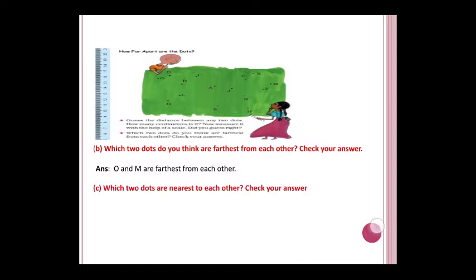And which two dots are nearest to each other? Check your answer. By seeing you can tell that O and D are the nearest to each other. Or you can measure by using a scale. You will get which is the farthest one and which is the nearest one. O and D are the nearest to each other.